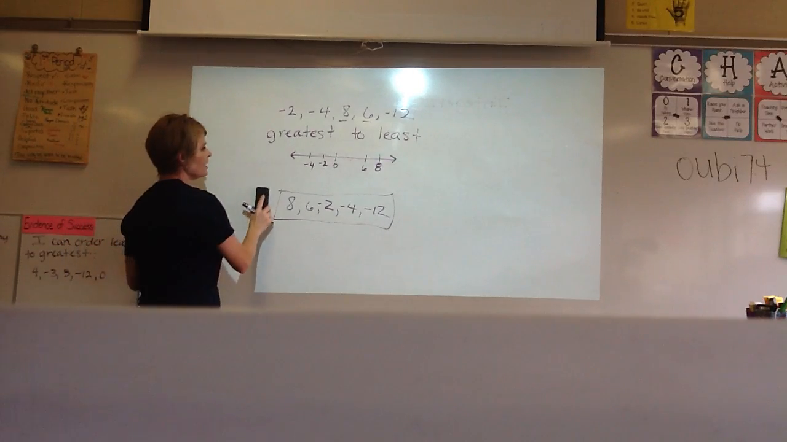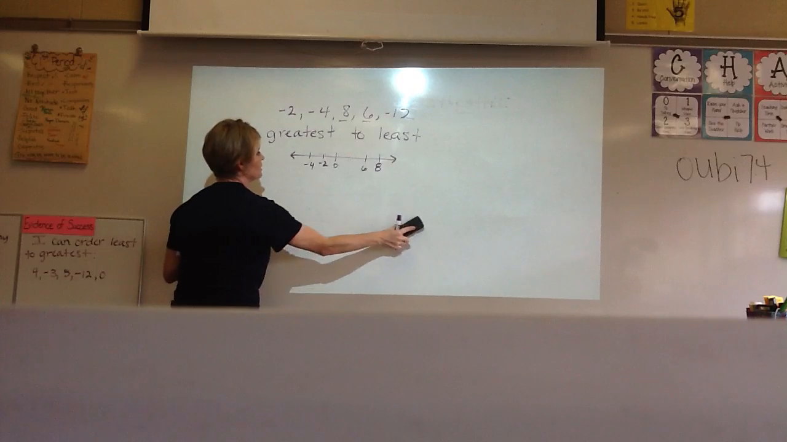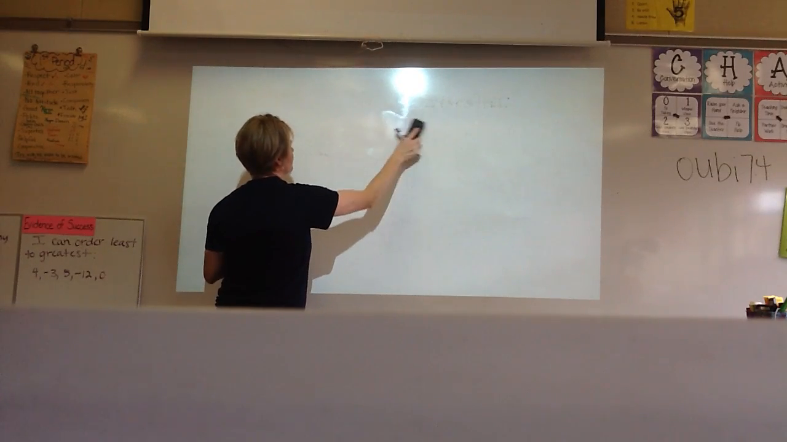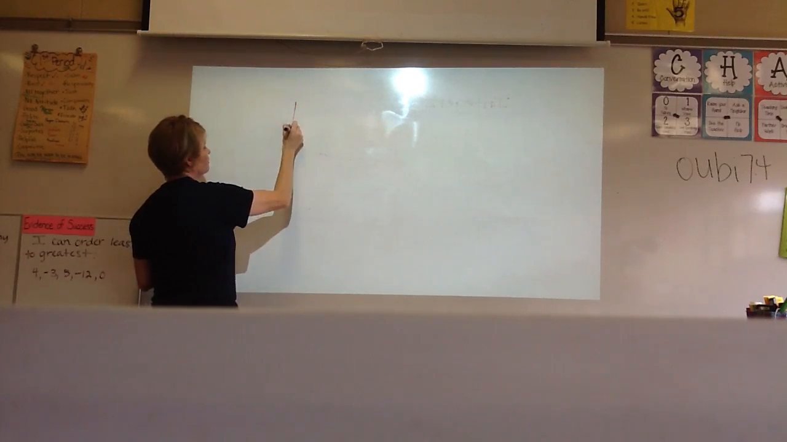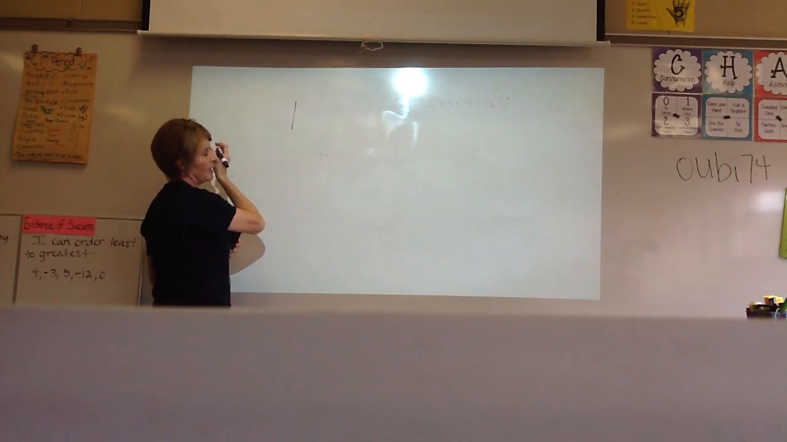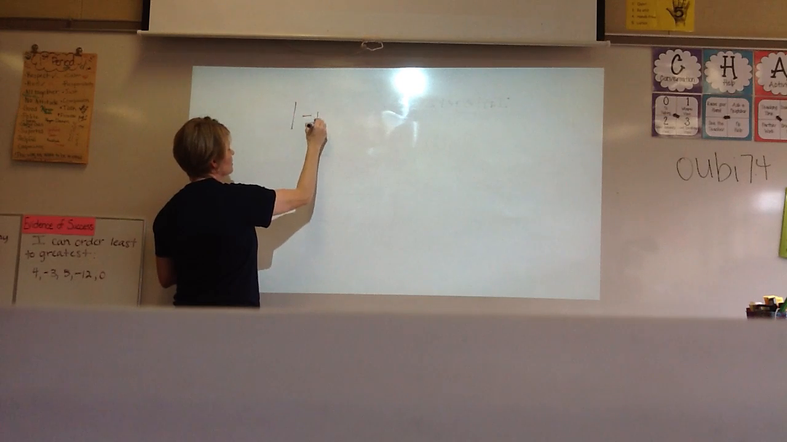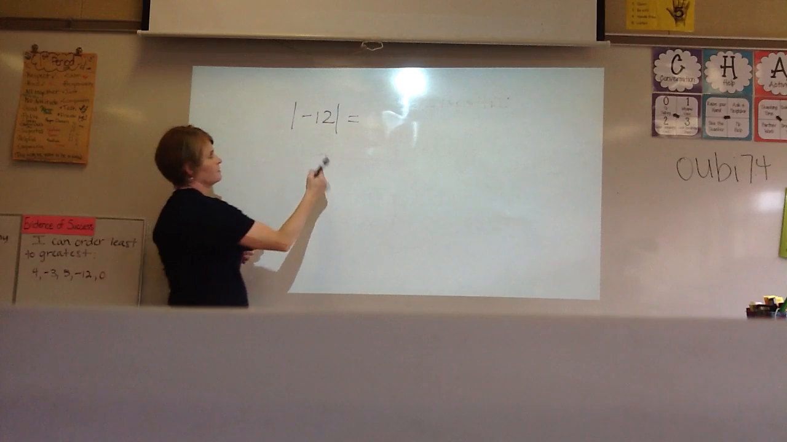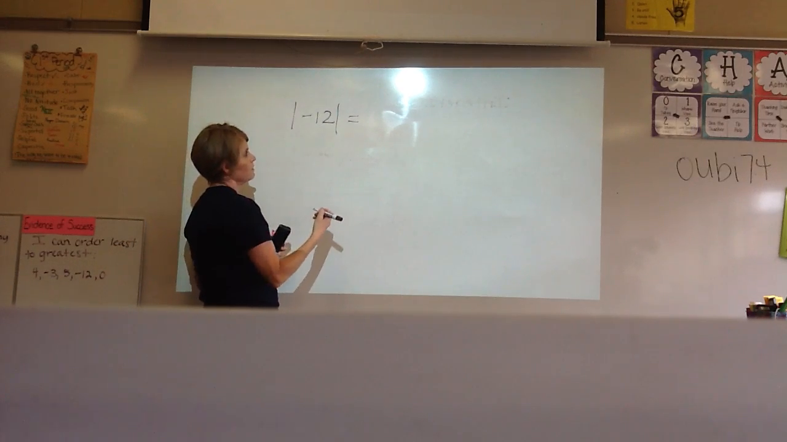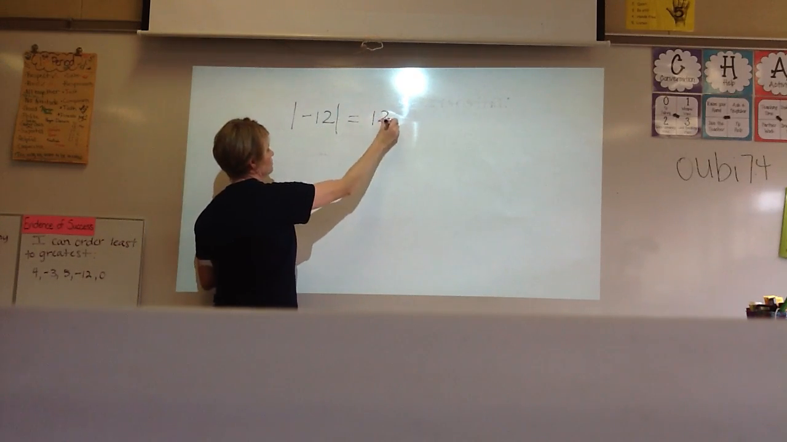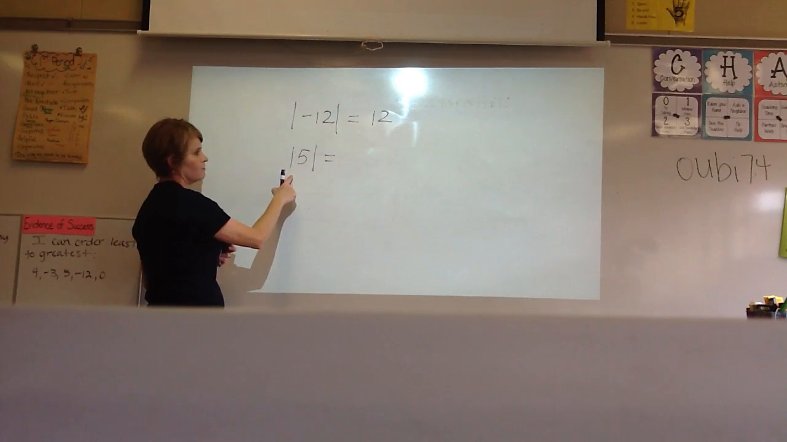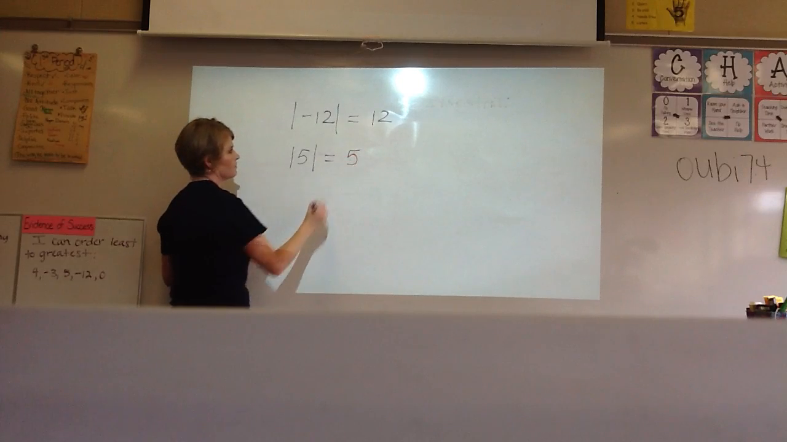Alright, the other kind of problem you might see in your homework tonight is that symbol of the absolute value. Remember that if you see those lines around a number, like -12, absolute value is what? Always positive. So how far is -12 from zero? Just +12. Or if you have the absolute value of 5, absolute value of 5 is always 5.